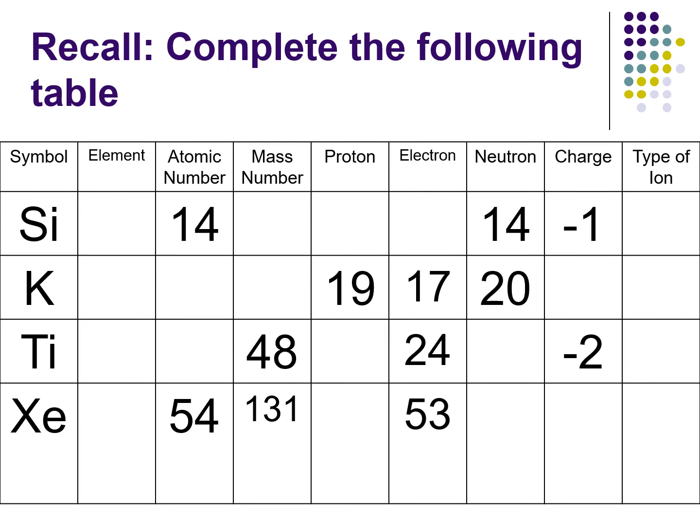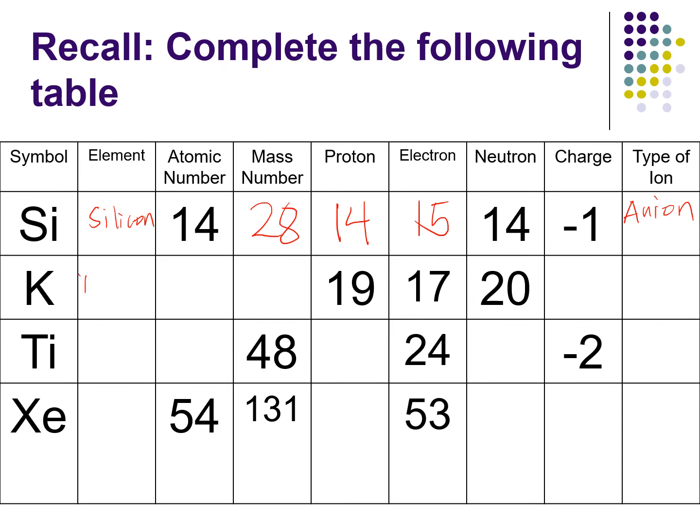So let's start. Number 1, we have Si. This is silicon. The atomic number is 14, so therefore, the number of proton is also 14. To compute for the mass number, we will add the number of proton and neutron. So 14 plus 14, the mass number is 28. Now, for the electron, as you can see, the charge is -1, meaning the number of electron is greater than the proton by 1. So electron would be 15. And as you can see, the charge is negative, so automatically, this one is an ion.